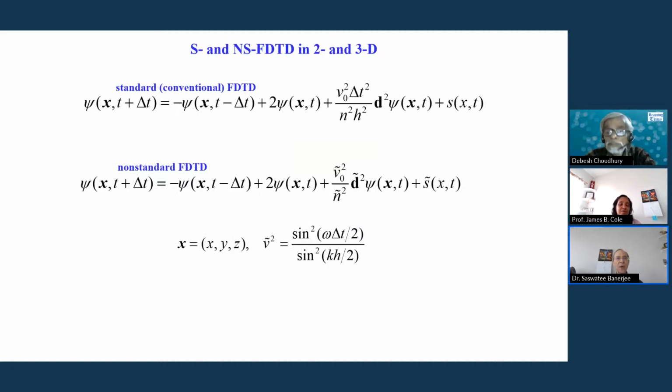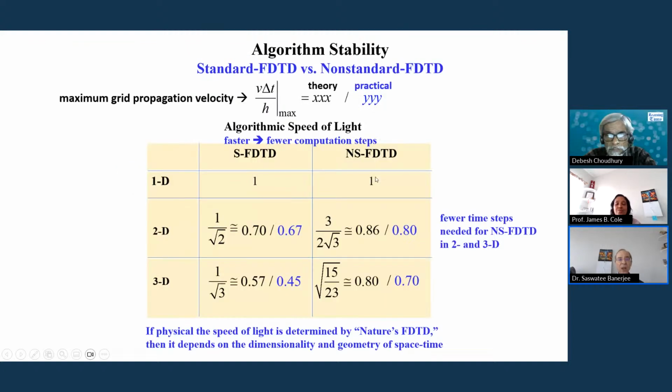All right. So now again, this is the wave equation model, and in the non-standard method, we have the parameters a little bit different. The index of refraction is represented differently, and the Laplacian, by this tilde, is represented differently.